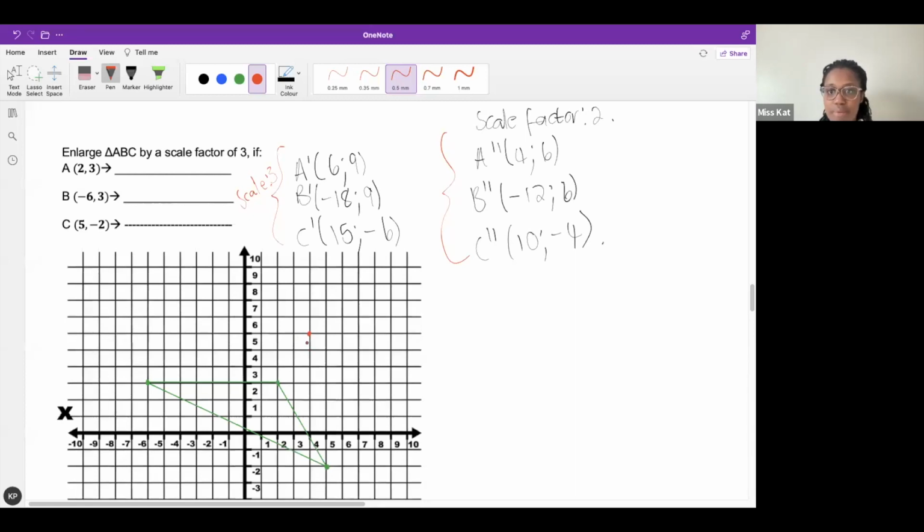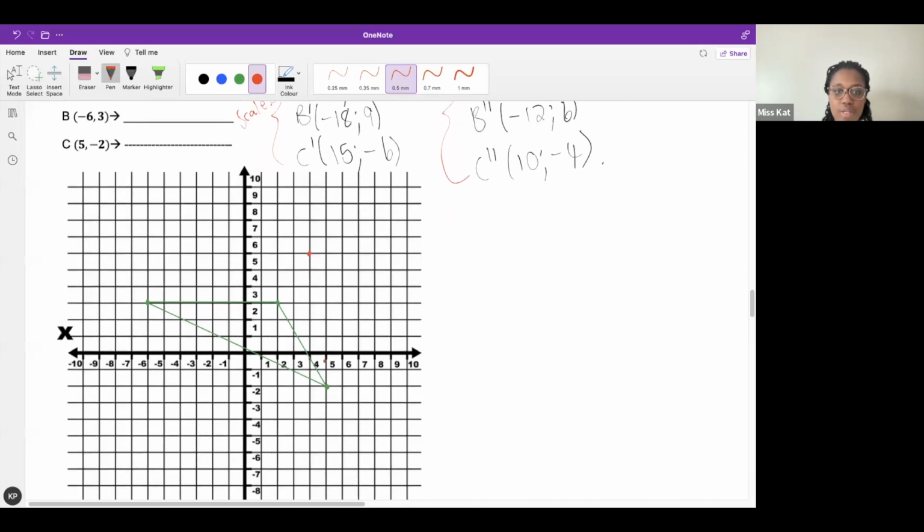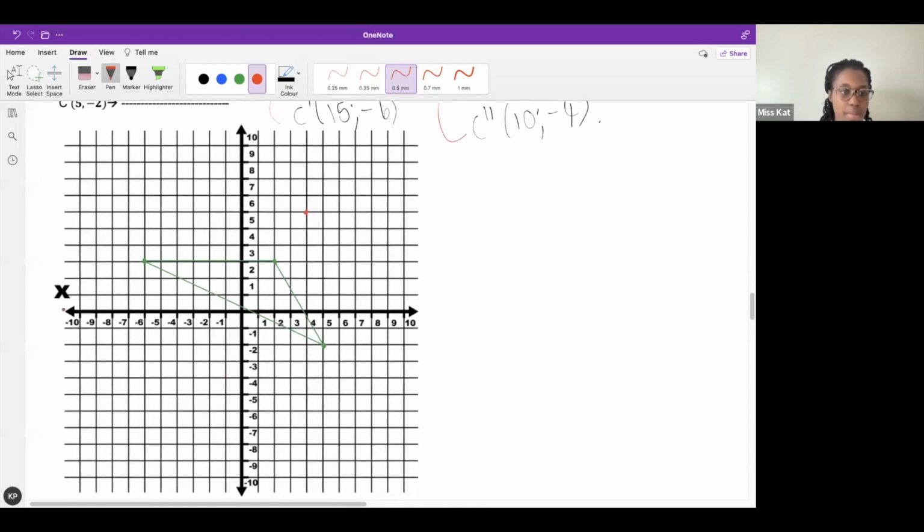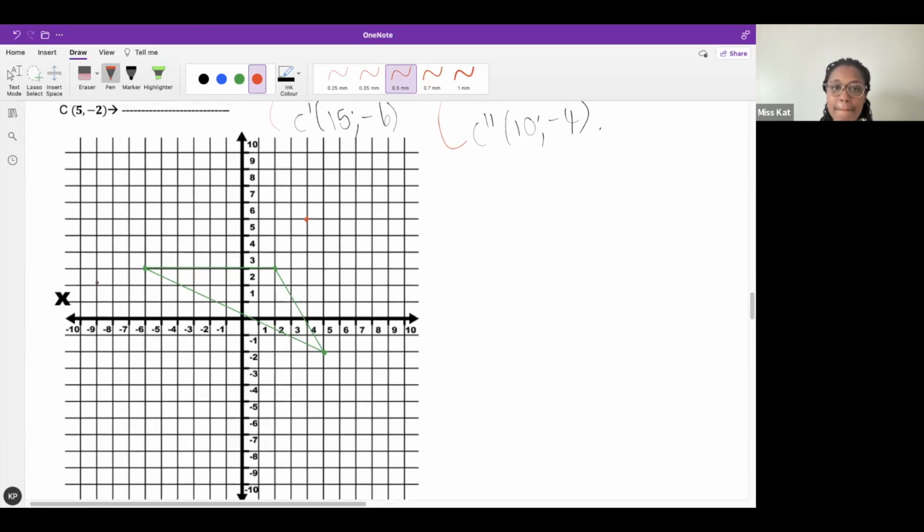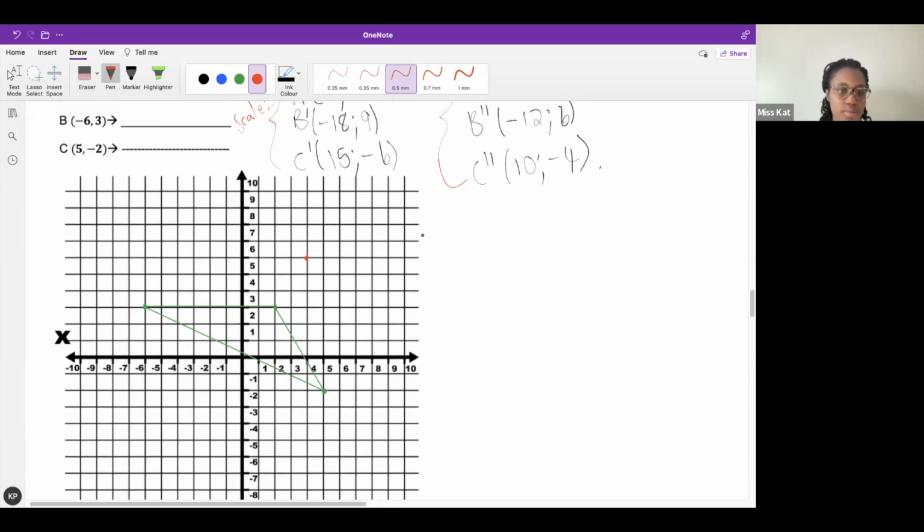For that, -12 can't fit, but we can force it. It's -12 and 6, so it's here somewhere. It's about there. And the last one is 10 and -4, which is all the way down here.